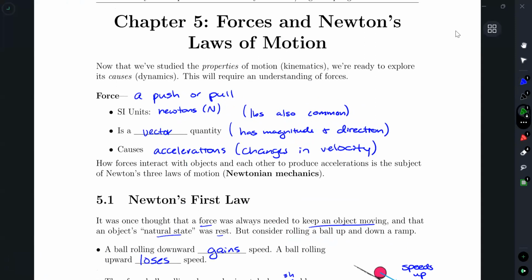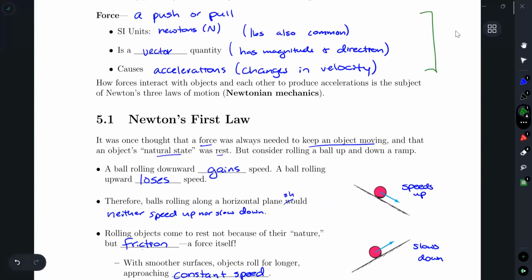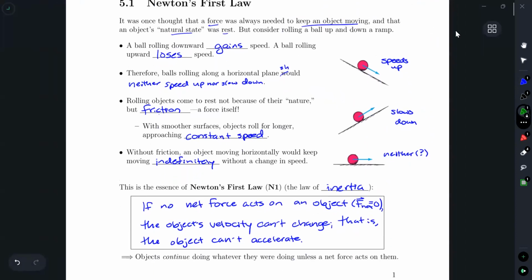So I hope by now a force being a push or a pull is not too odd for you, and that it's measured in newtons, and that it's a vector. So all of that, yes, it's relevant, but hopefully it's also kind of a given. The first law is important to remember.